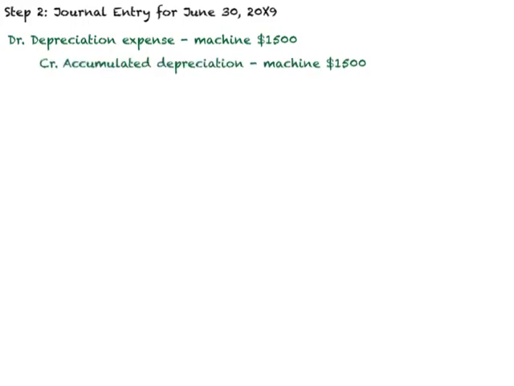The journal entry we need to create will account for the added depreciation for this machine. So we are going to make a debit to depreciation expense for the machine for $1,500, and we're going to make a credit to accumulated depreciation on the machine for $1,500. I'd like to take a moment and look at the T account for this accumulated depreciation account.